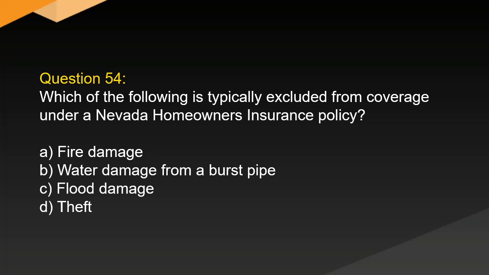Question 54. Which of the following is typically excluded from coverage under a Nevada homeowner's insurance policy? A. Fire damage. B. Water damage from a burst pipe. C. Flood damage. D. Theft.